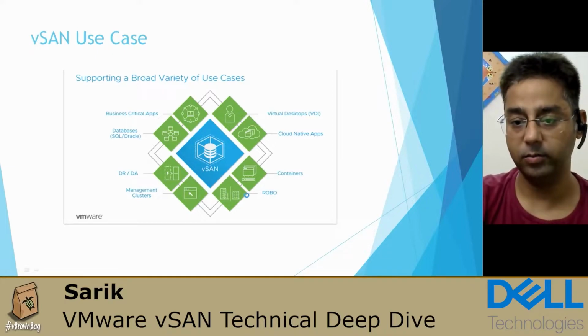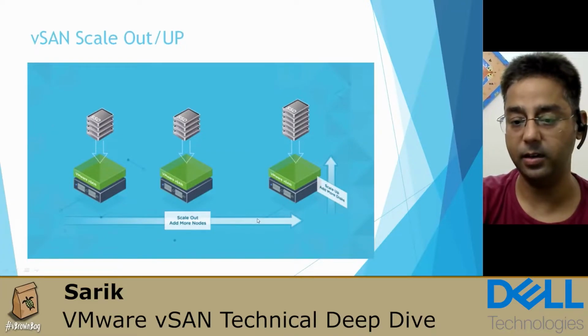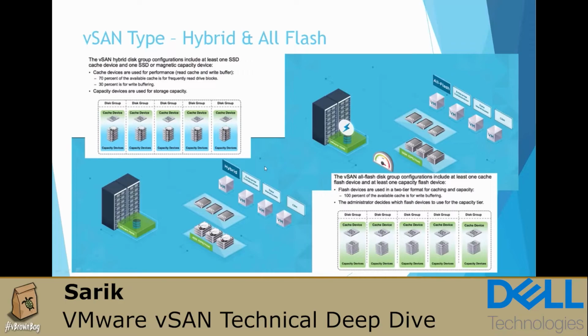And let's go back. In vSAN, as I explained, we can scale up and scale out. If we add more ESXi hosts within the cluster, or add more disks within the ESXi, we can scale up the vSAN datastore size. We had two types of vSAN available from 6.x. So we had hybrid and all flash.